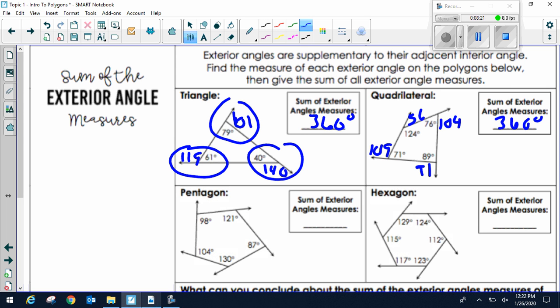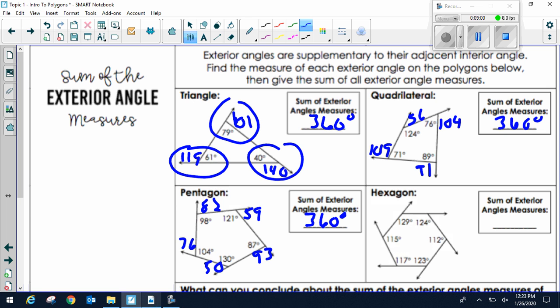All right, let's do another one. So 180 for the pentagon minus 98 gives me 82 here. 180 minus 121 gives me 59 here. 180 minus 87 gives me 93 here. 180 minus 130 gives me 50 here. And 180 minus 104 gives me 76 here. So 76 plus 82 plus 59 plus 93 plus 50 gives me 360 degrees.